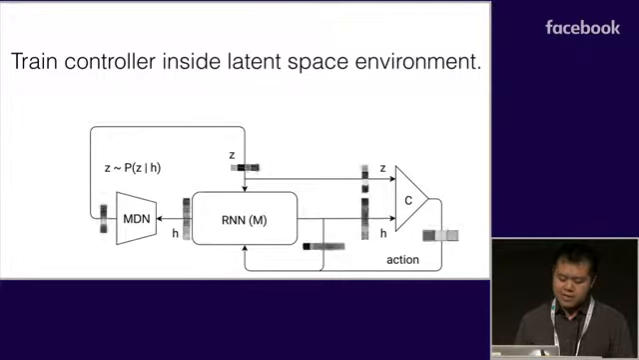So to do that, we can take the output of the RNN M and feed that into a mixture density network layer, an MDN layer, so that it outputs the probability distribution function of the latent vector in the next time step. We can then sample a next Z, a realization of what's going to happen next, and feed that back in as if it's the actual latent observation. So we can train this controller inside this generated latent space environment, not using the actual environment and not using any pixel information, and we don't require the VAE.